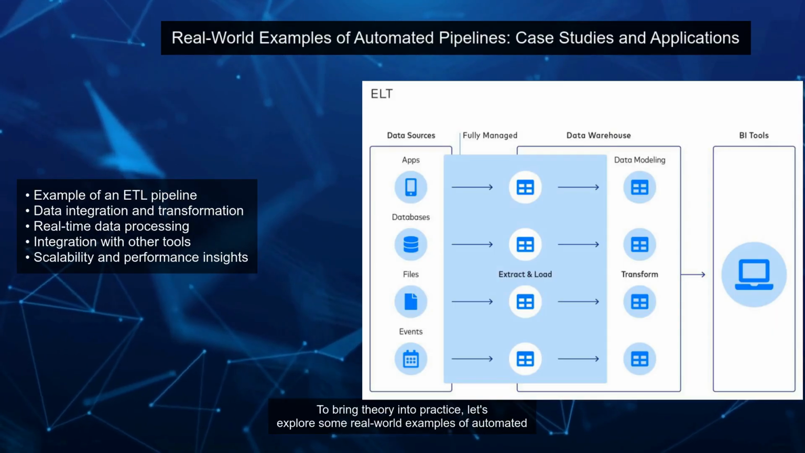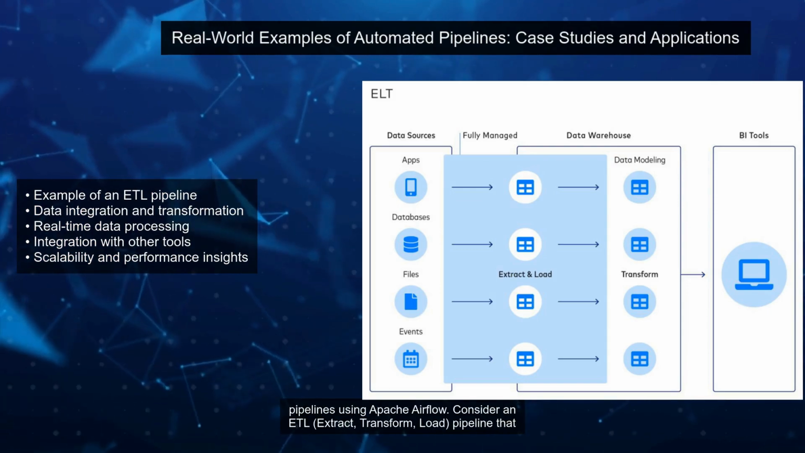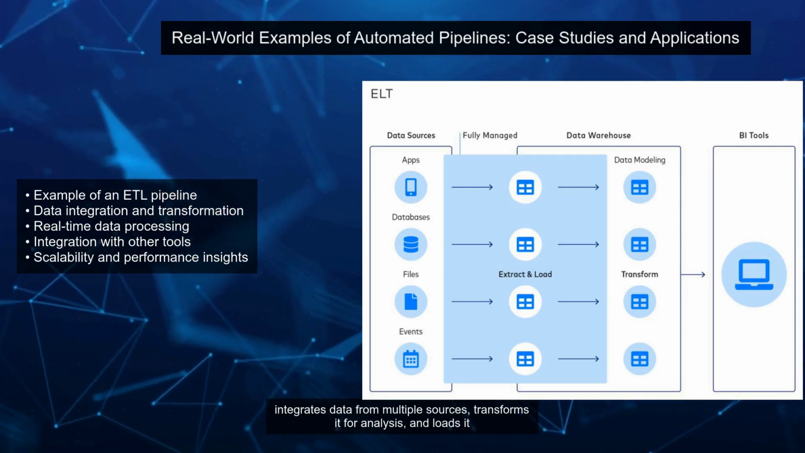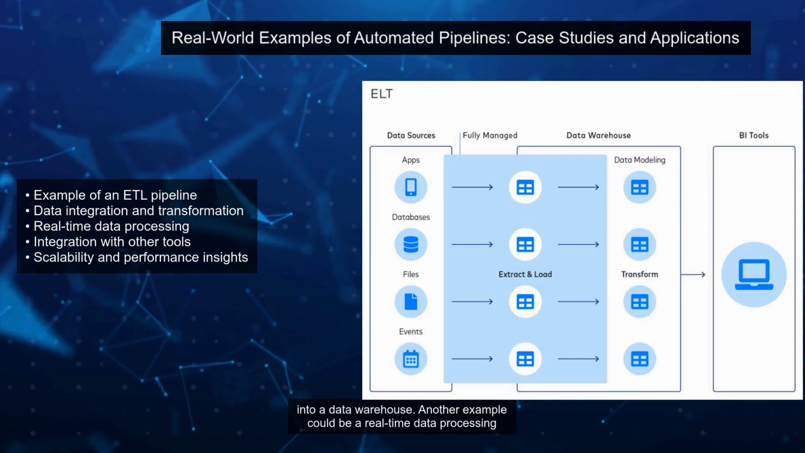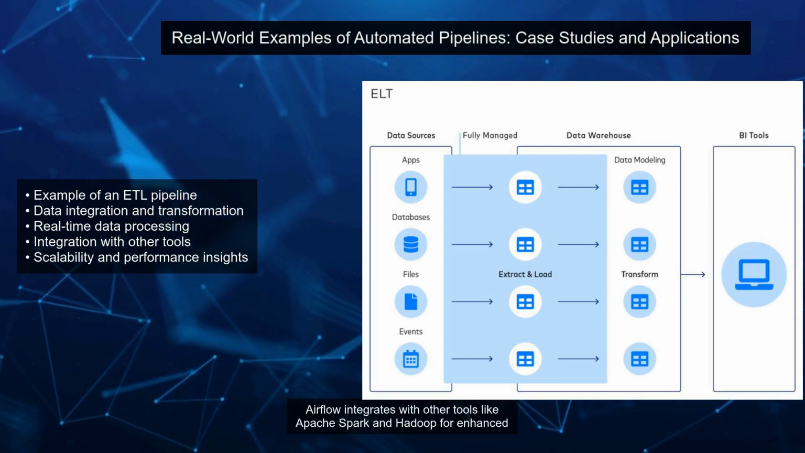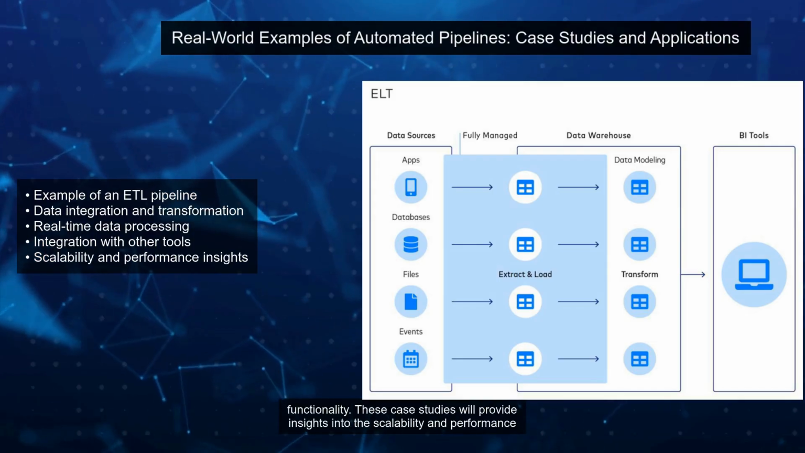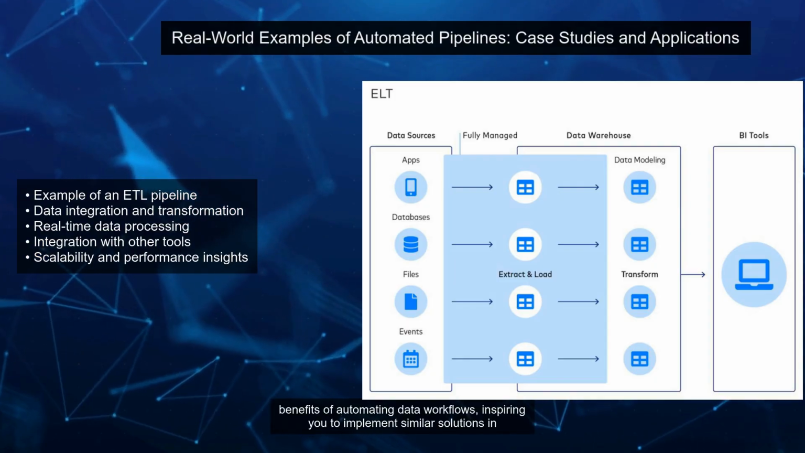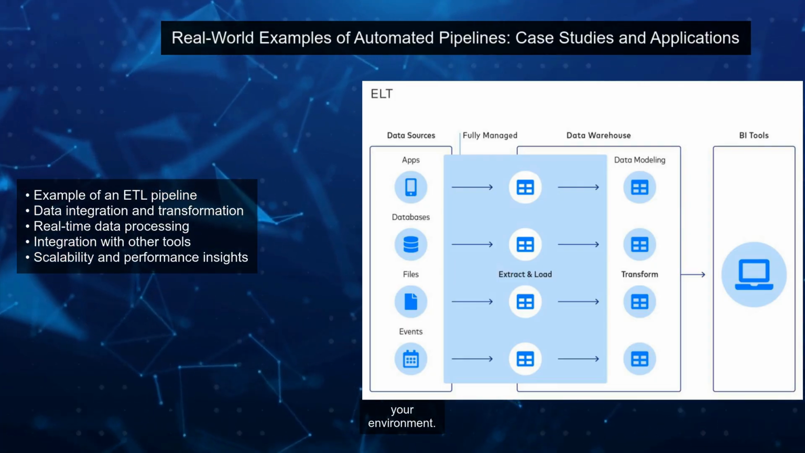and easy to manage. To bring theory into practice, let's explore some real-world examples of automated pipelines using Apache Airflow. Consider an ETL, extract, transform, load, pipeline that integrates data from multiple sources, transforms it for analysis, and loads it into a data warehouse. Another example could be a real-time data processing pipeline that cleans and analyzes streaming data. We'll also look at how Airflow integrates with other tools like Apache Spark and Hadoop for enhanced functionality. These case studies will provide insights into the scalability and performance benefits of automating data workflows, inspiring you to implement similar solutions in your environment.